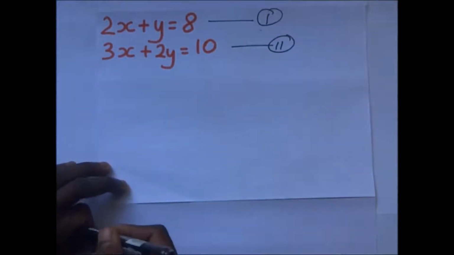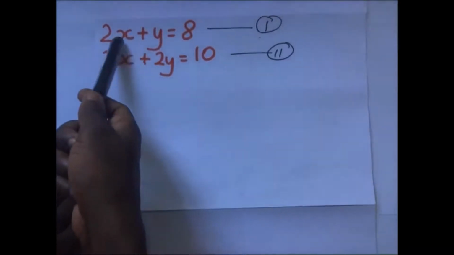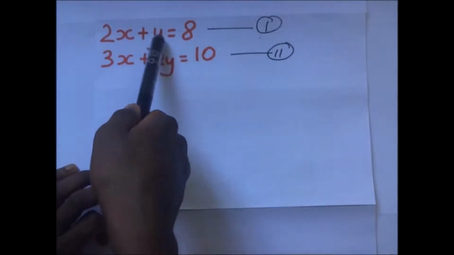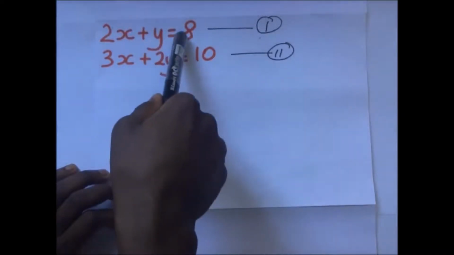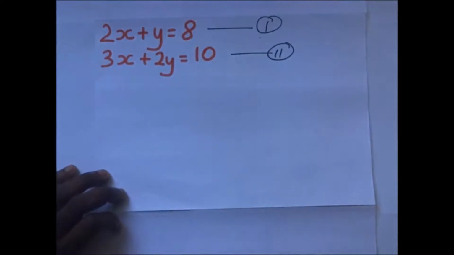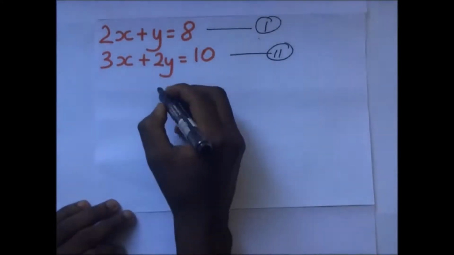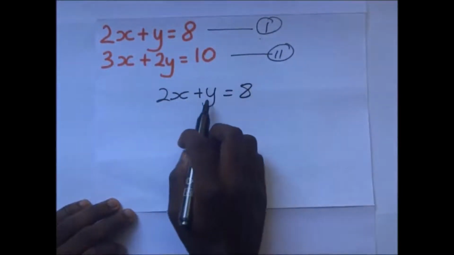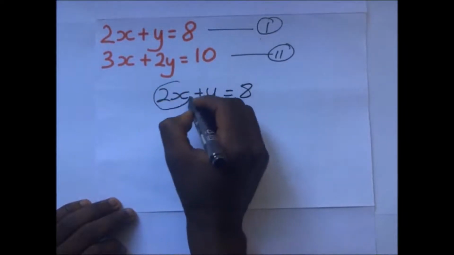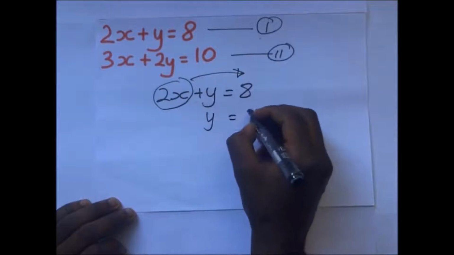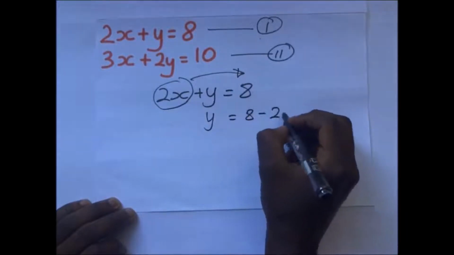For this case, let us look at equation 1. We make y the subject of the formula, then we substitute that value of y in the second equation and proceed to find the values. Our equation 1 is 2x plus y is equal to 8. When we make y the subject of the formula, this 2x crosses to this side, so it becomes y is equal to 8 minus 2x.